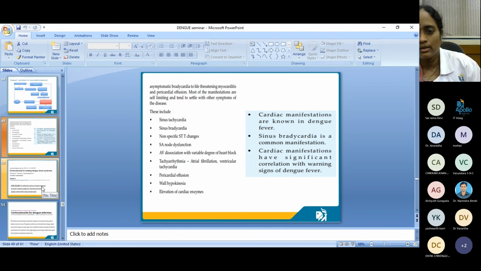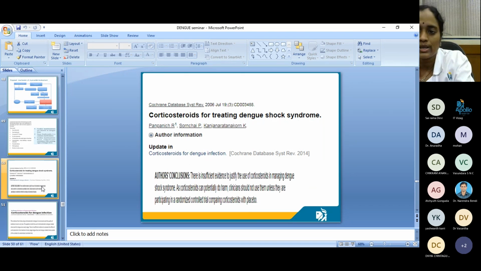I see many dengue cases on corticosteroids. So am I correct in giving corticosteroids? You will know the answer by the end of these studies. Corticosteroids for treating dengue shock syndrome, this is published in the Cochrane Database, 2006.